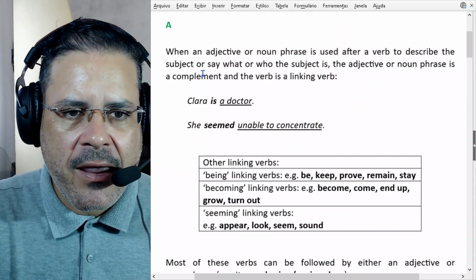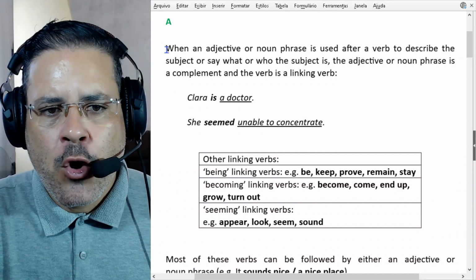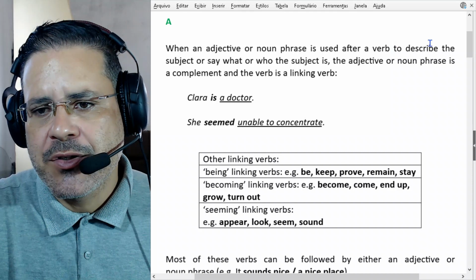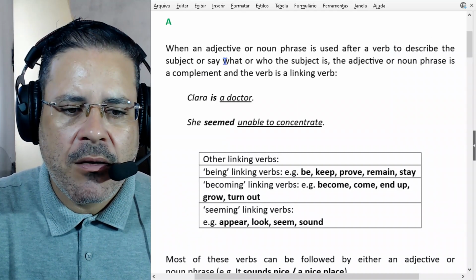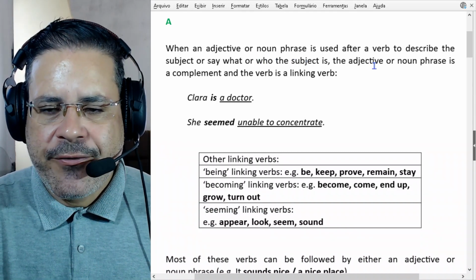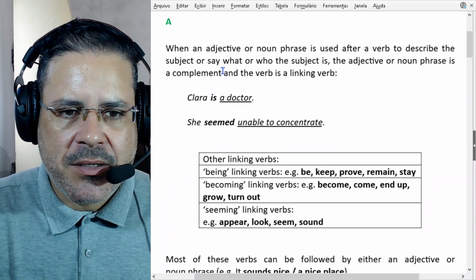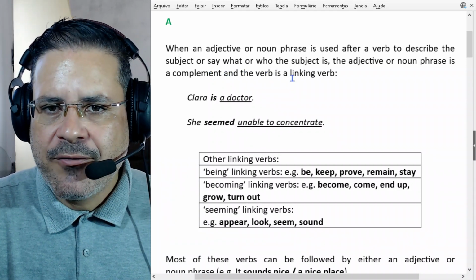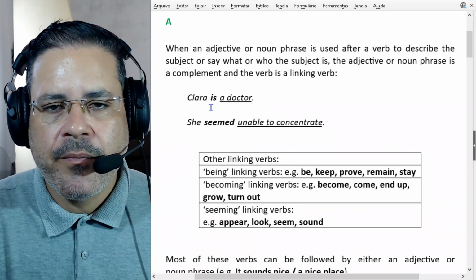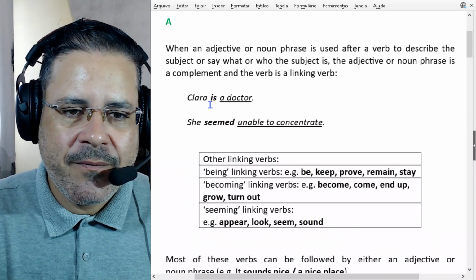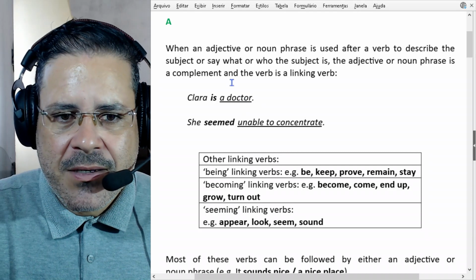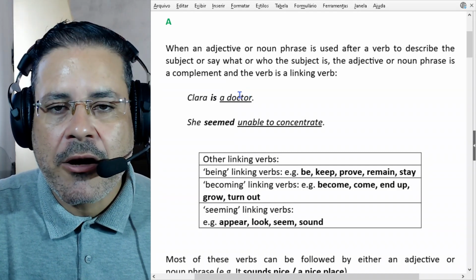Okay, this is Section A. Let's go through that. When an adjective or noun phrase is used after a verb to describe the subject, or say what or who the subject is, the adjective or noun phrase is a complement and the verb is a linking verb. For example, Clara is a doctor. Who's a doctor? Clara. Clara is a doctor. So "is" is the linking verb, and this is the complement: a doctor.